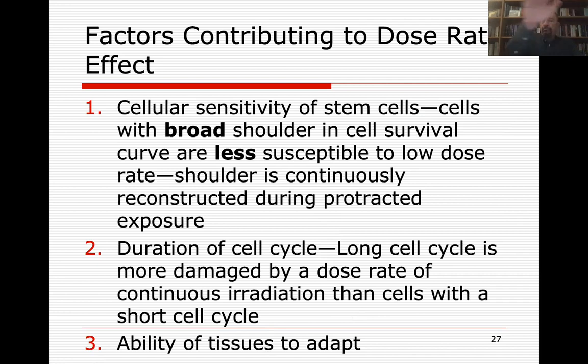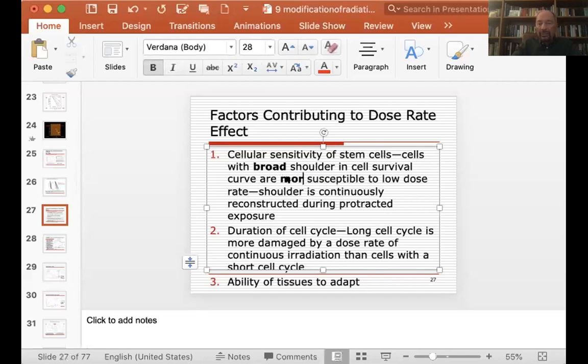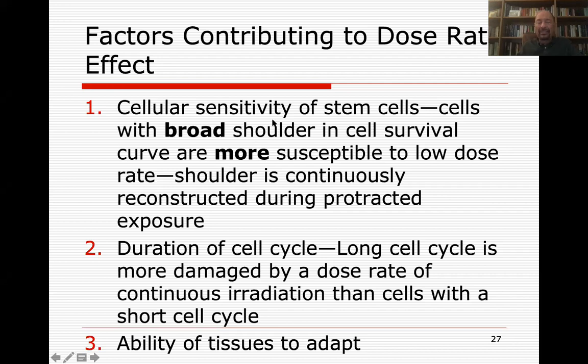So cells with a broad shoulder in the cell survival curve are not less susceptible. If you talk about susceptibility, I should write that they are actually more susceptible. I apologize, I realized that there was a mistake. I don't know where I took these slides from, but if you think about the shoulder, if there is no shoulder, then there is almost no difference when you change the dose rate. There can be no difference because you are already in the alpha. So it is when you have a broad shoulder that you have a dose rate effect.